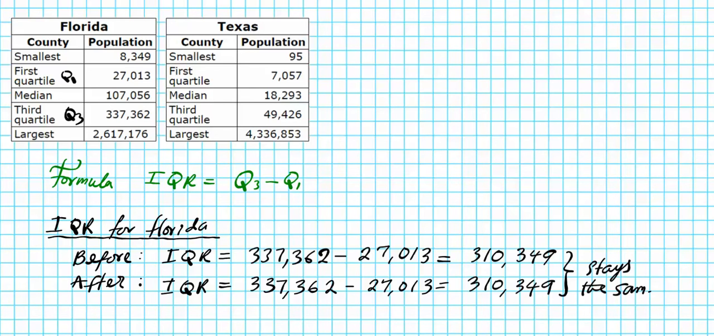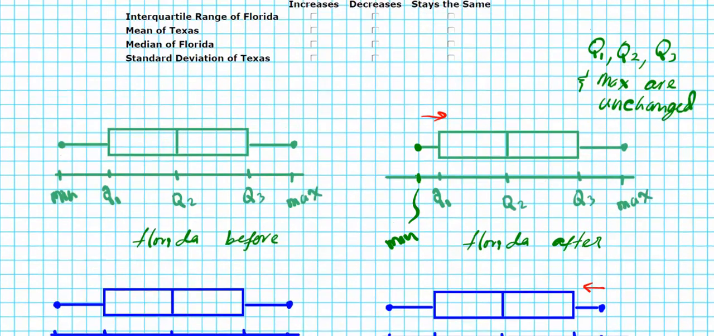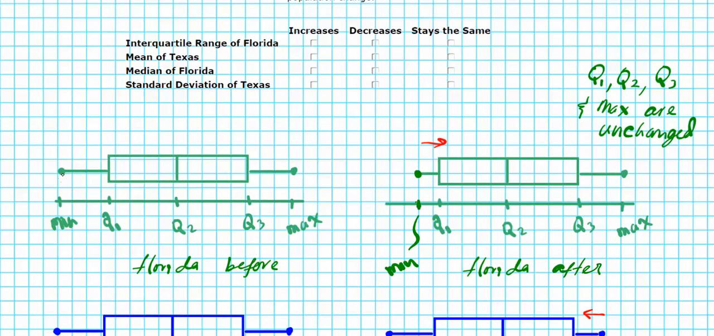That fact was illustrated in the visual that we provided up here. So when the move happened, more numbers were added to the minimum, so that's why it had a shift. There was an increase in the minimum, but everything else remained the same. So Q3 and Q1, the determiners of the interquartile range, were unchanged. So IQR for Florida stays the same.